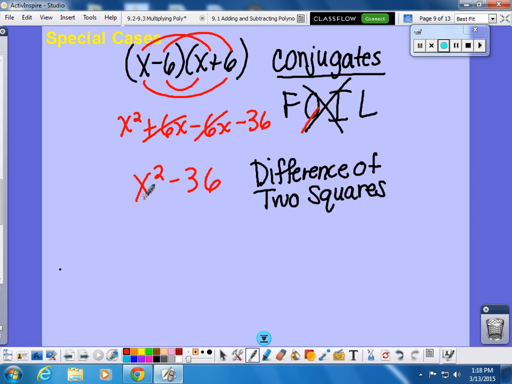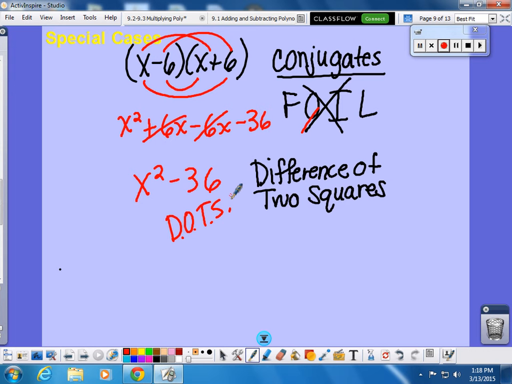Okay? Difference. Is x squared a perfect square? Yeah. Is 36 a perfect square? Yes, it's 6 times 6, isn't it? So we call this the difference of two squares, because that's exactly what it is. There's a minus sign in between. That's the difference of two squares. Now in Algebra 2, we just call this DOTS. Difference of two squares. That helps them to remember, okay?